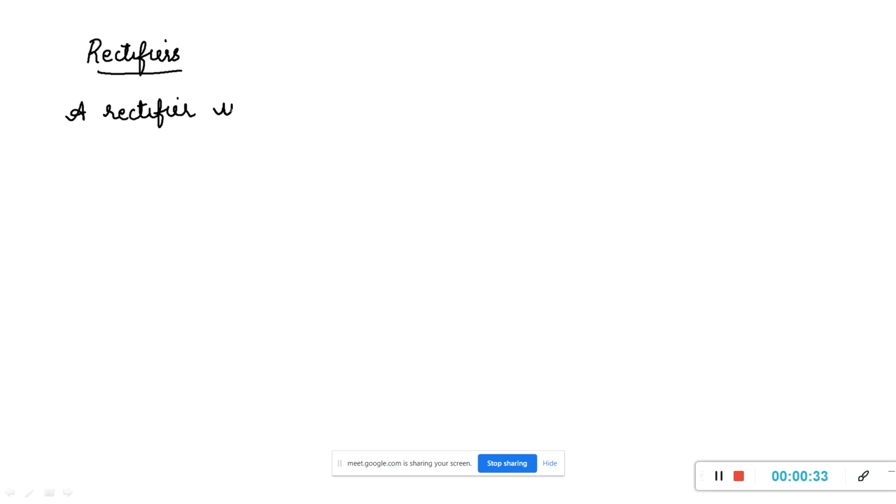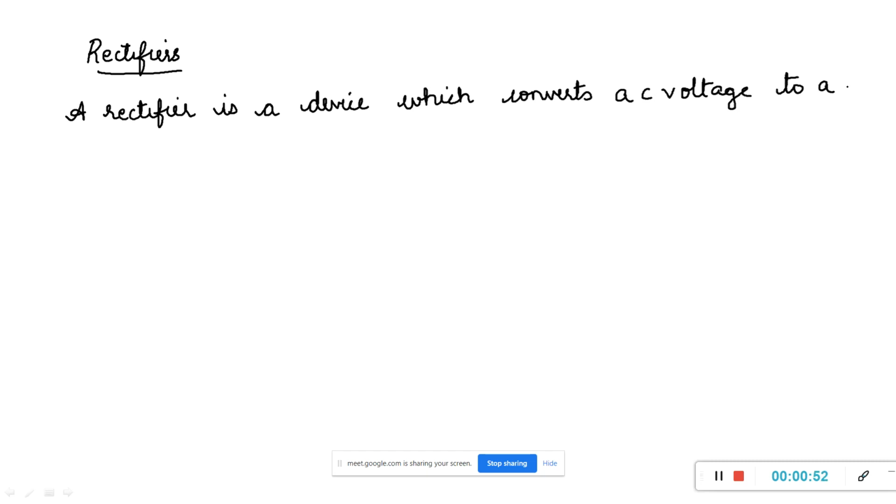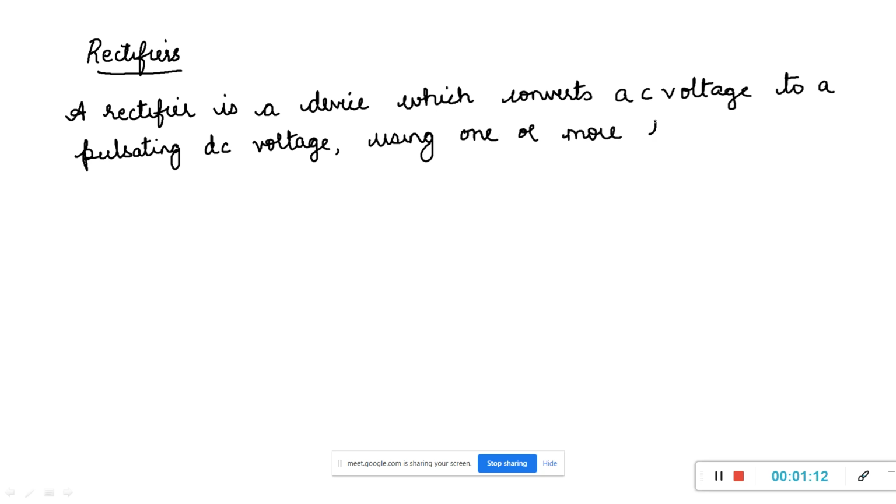Rectifier is a device which converts AC voltage to a pulsating DC voltage using one or more PN junction diode.